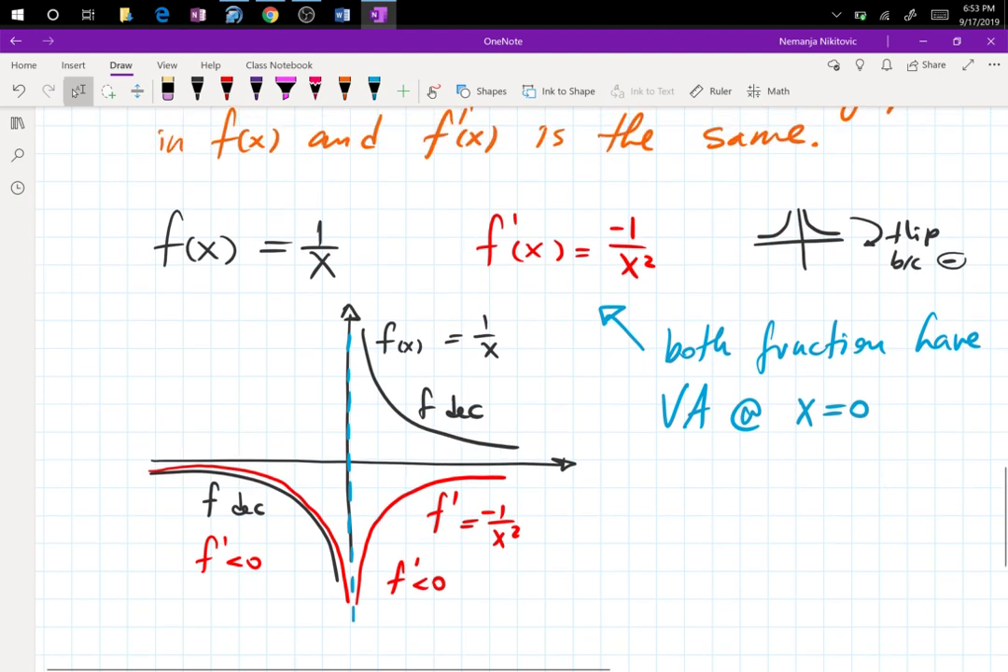The last concept we learned is the concept of the vertical asymptote. If the function had the vertical asymptote at a particular location, the derivative will have the vertical asymptote at exactly the same spot. So vertical asymptote location is preserved, and that is all for this.